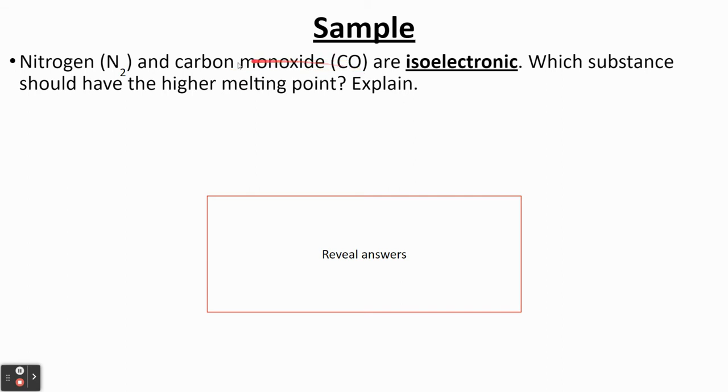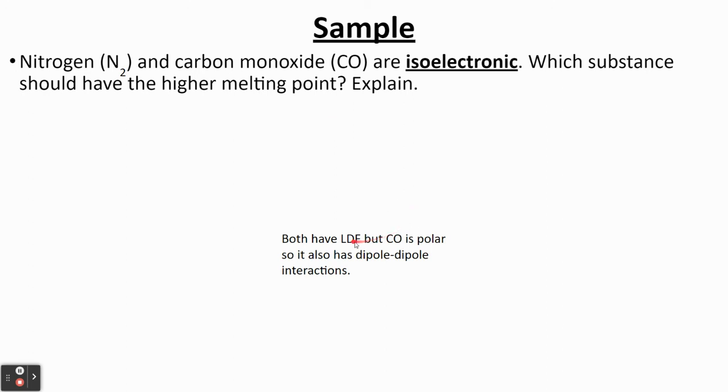So you can predict that carbon monoxide would have a higher melting point and boiling point, and that's because it's polar, so it also has dipole-dipole in addition to its LDF. So both have LDF, but CO is polar, so it has dipole-dipole interactions as well. And that requires more energy in order to cause that phase change.